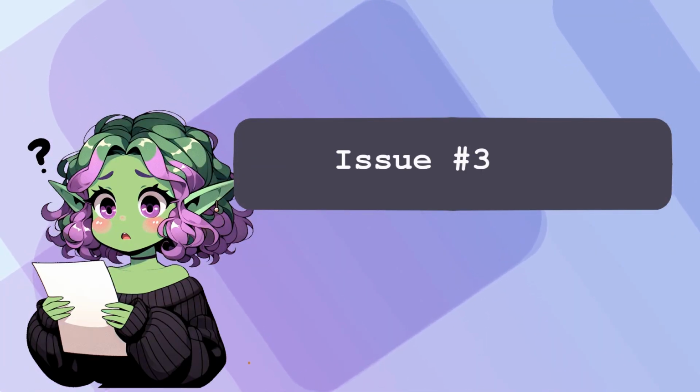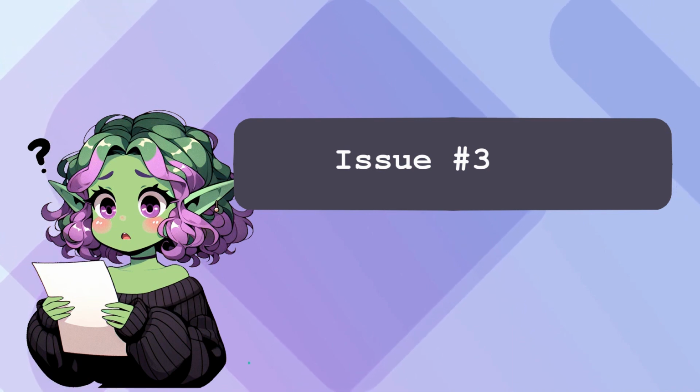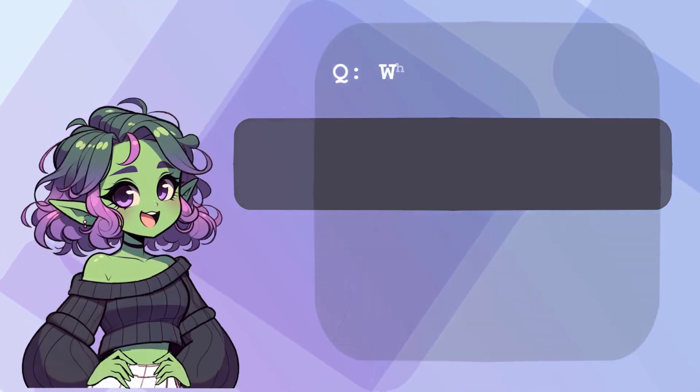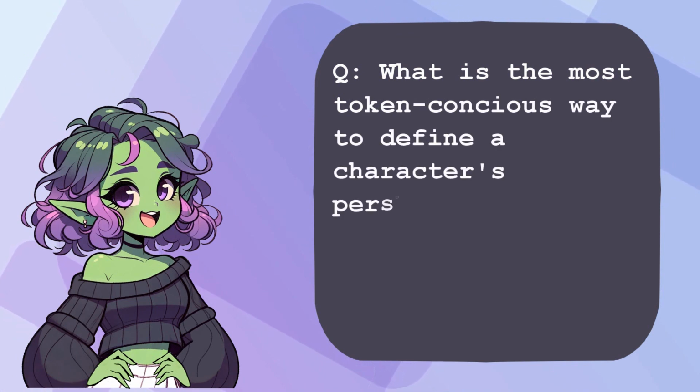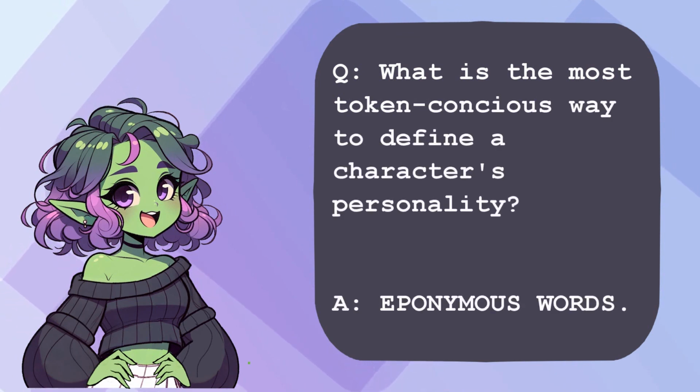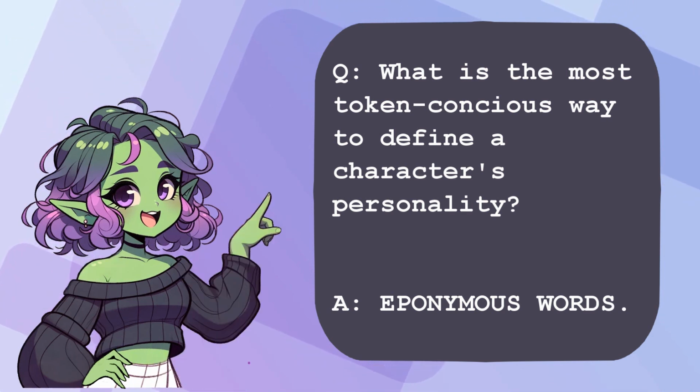Issue number 3: What's the most token-conscious way to define a character's personality? I'm so glad you asked, friend. The secret here is eponymous words. Those descriptors pack a punch by referencing really well-known figures or traits. For example, calling somebody a Don Juan or describing them as Machiavellian immediately conveys a wealth of information with minimal tokens. Eponymous words are names that have become descriptors.